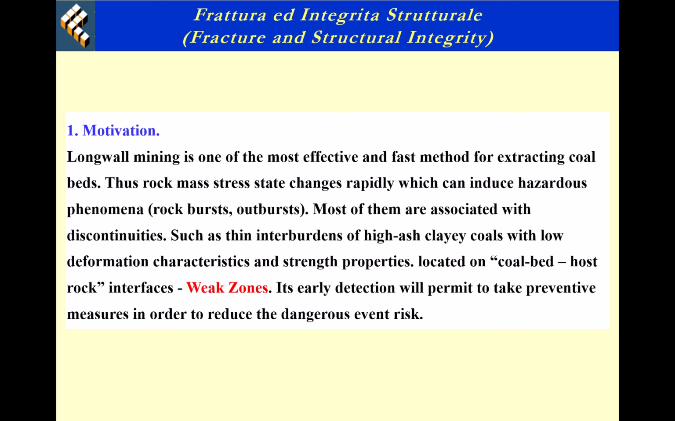Most of them are associated with discontinuities, such as thin interburdens of high ash clay coals with low deformation characteristics and stress properties. They are located on coal bed host rock interfaces: weak zones. Its early detection will permit to take preventive measures in order to reduce the dangerous event risk.